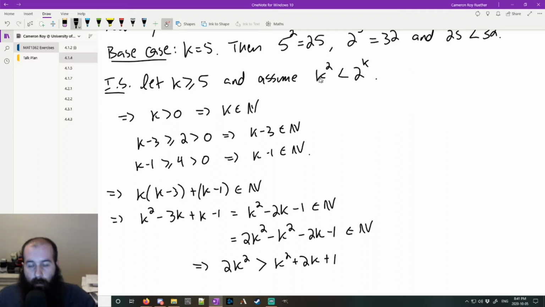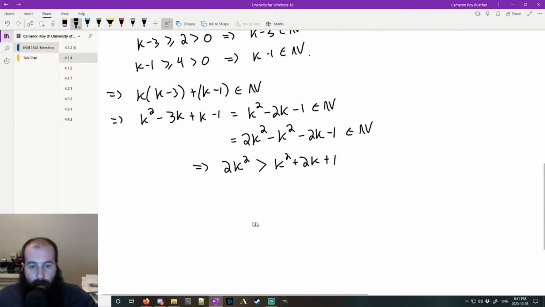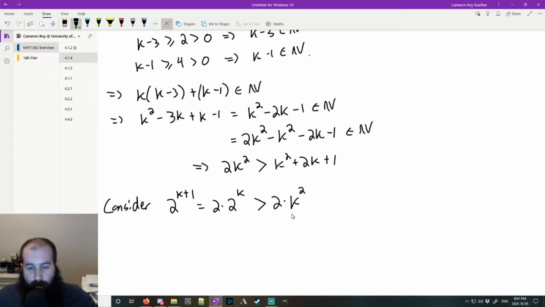Now we'll use our inductive assumption by first considering 2 to the k plus 1. This is 2 times 2 to the k. And by our inductive assumption, 2 to the k is larger than k squared. So this is larger than 2 times k squared. But now we've just shown that 2 times k squared is strictly larger than k squared plus 2k plus 1. And this is equal to k plus 1 squared. So 2 to the k plus 1 is larger than k plus 1 squared, concluding the inductive step.